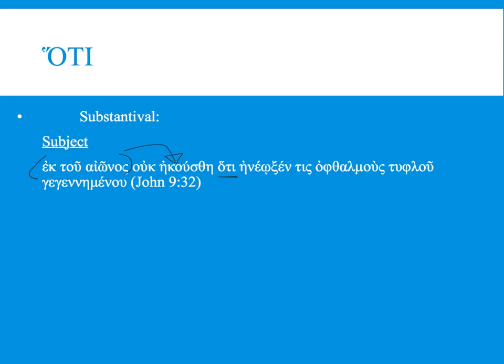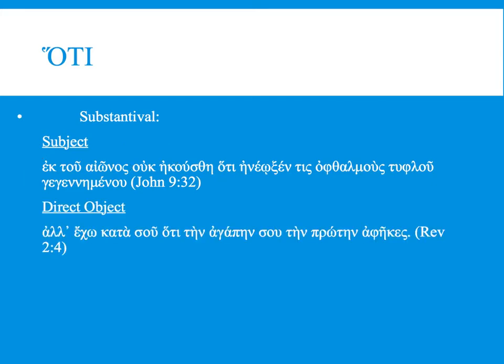But really, the subject of the hearing is this hoti clause, that someone born blind's eyes have been opened. That is what has never been heard. So that's actually the subject of our main verb. That someone who has been born blind, their eyes have been opened, that reality has never been heard. That's the idea. So this hoti clause functions as a subject.